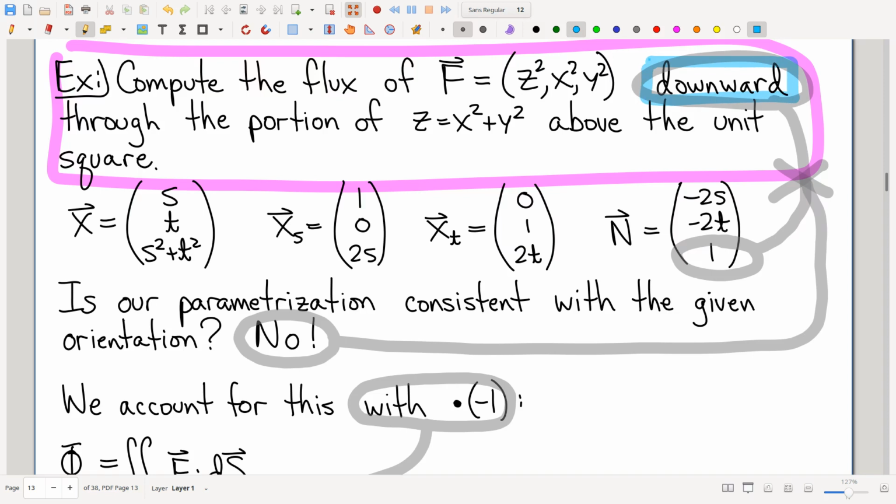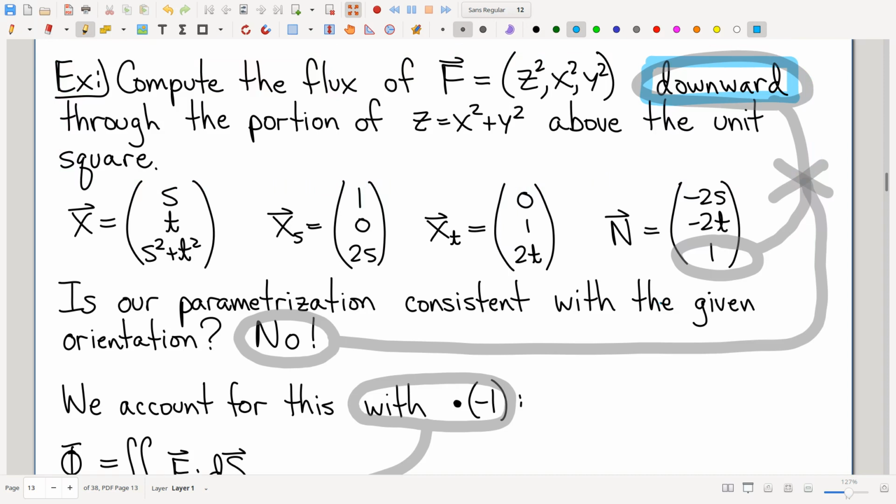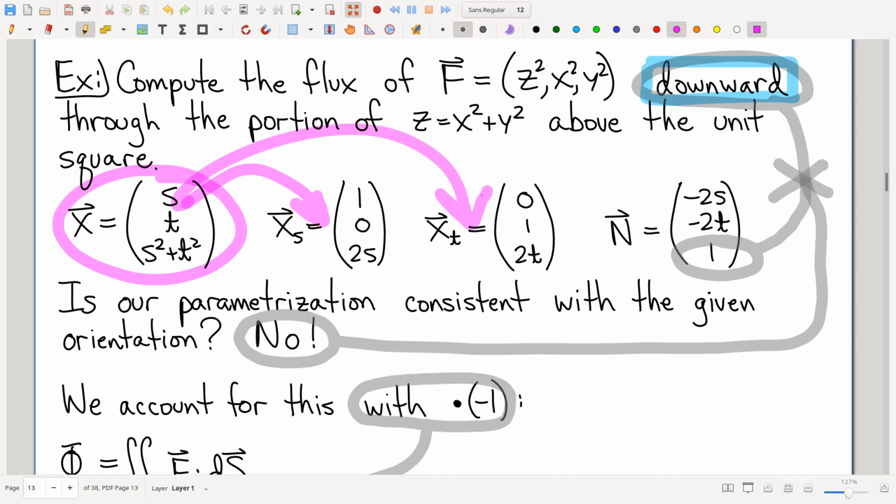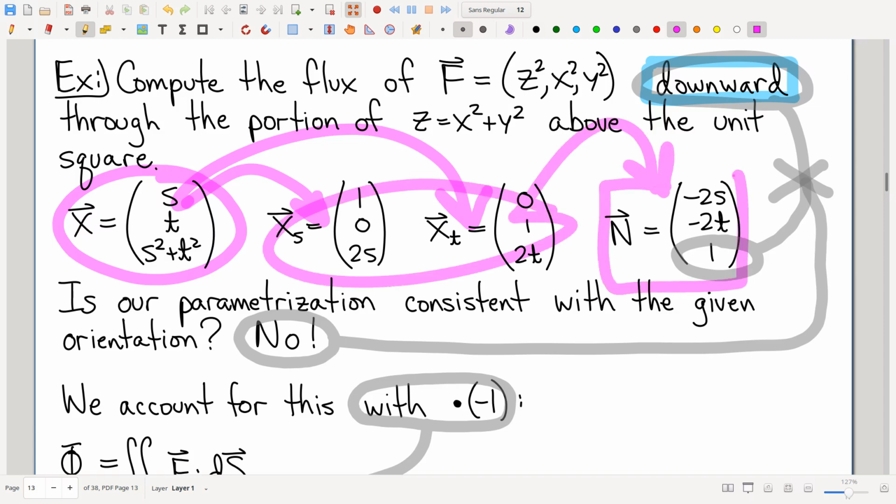Okay, again, as I said before, you start by ignoring it. Don't worry about it. Just to get started, pick your favorite parameterization. I like the graph parameterization. This is the same parameterization we used last time. Go ahead and take those derivatives. Partial derivatives, right? Go ahead and take the cross product to get your capital N vector. All the while, not even worrying about whether you parameterize right side up or upside down.